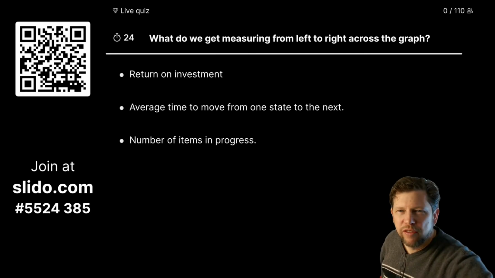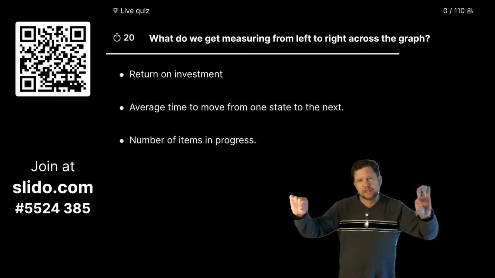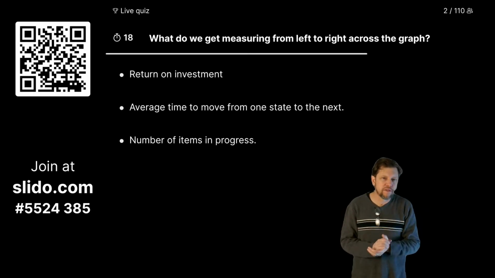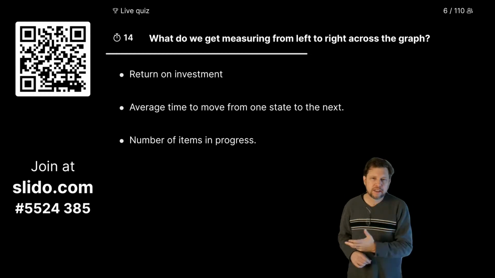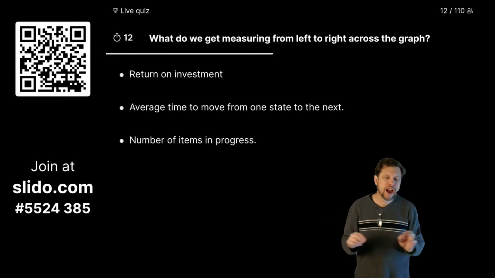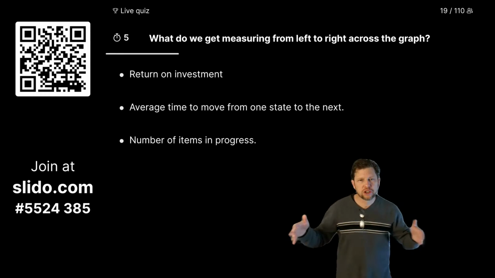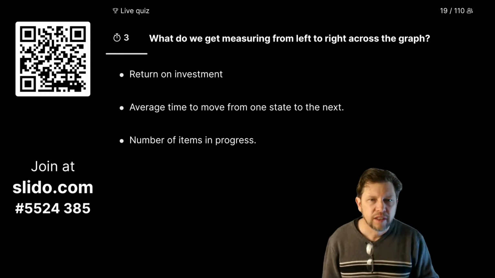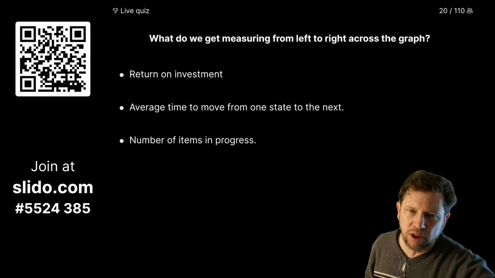What do we get measuring from left to right across the graph? So if we're measuring like this, what can we measure? Do we measure the return on investment? Do we measure the average time to move from one state to the next? Or do we measure the number of items in progress? So moving from left to right, what are we actually measuring? Return on investment, average time to move from one state to another, or number of items in progress.